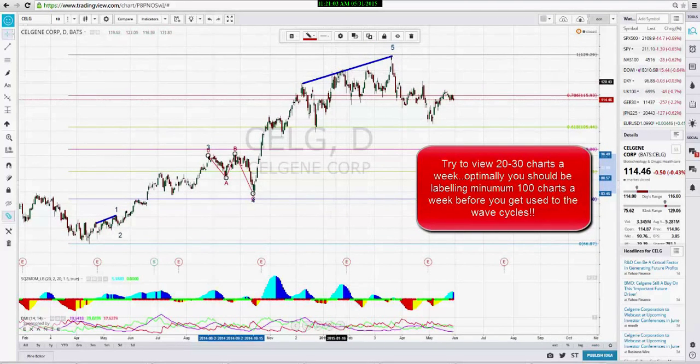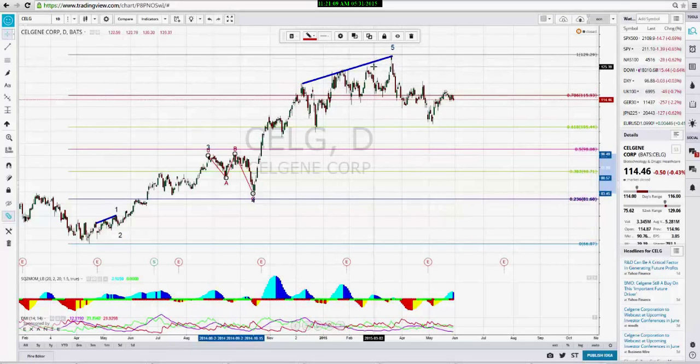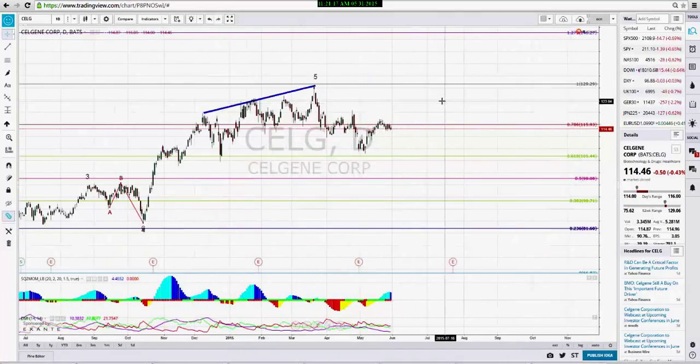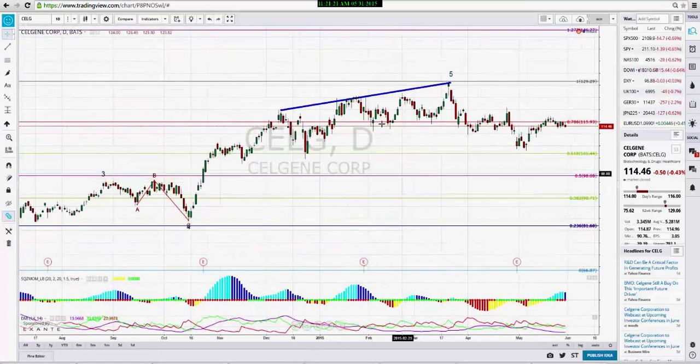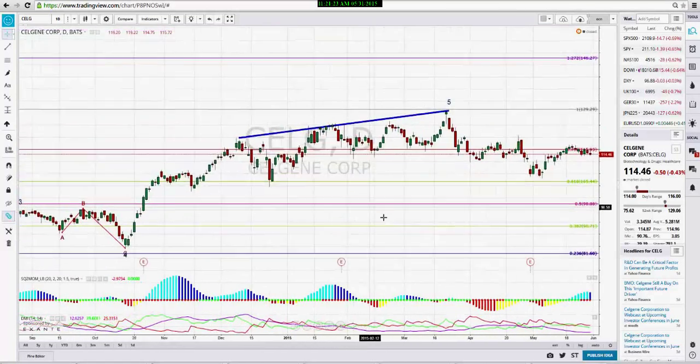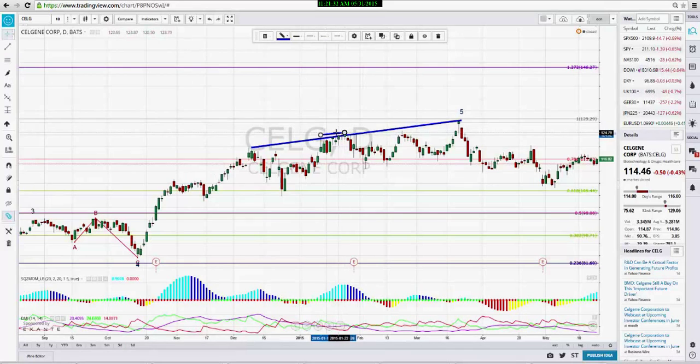But the ending diagonal is a dead giveaway. And the ending diagonal, as you know or don't know, leading diagonals and ending diagonals in itself are impulses. And we have 1, 2, 3, 4, 5. If you see here, it looks like this third wave of this ending diagonal, 5th wave, is actually an ending diagonal in itself. This is very interesting. So this top out pattern here is actually an ending diagonal in itself.